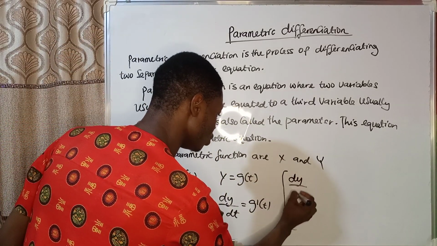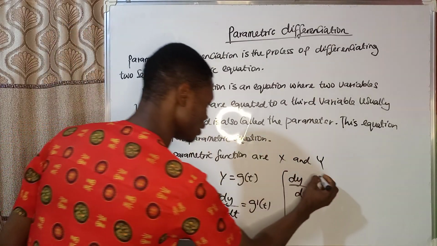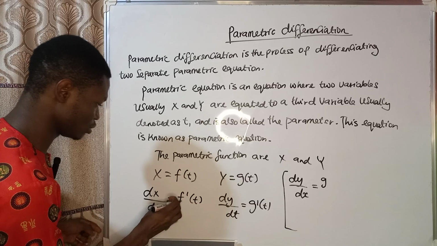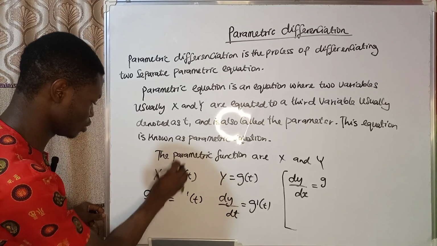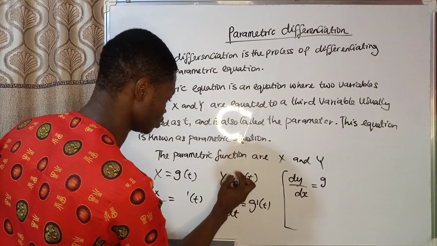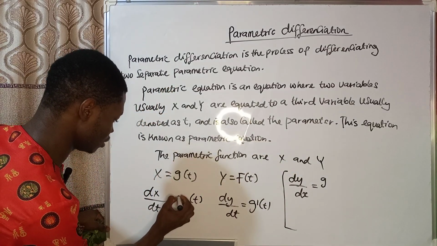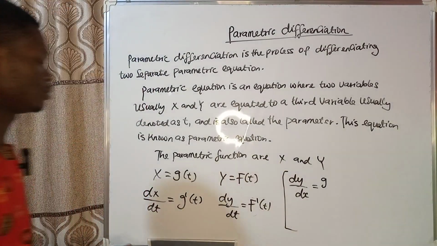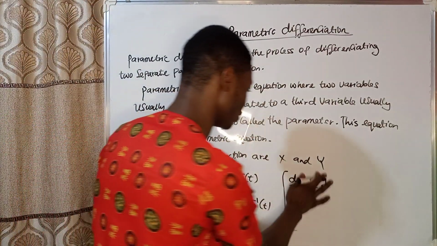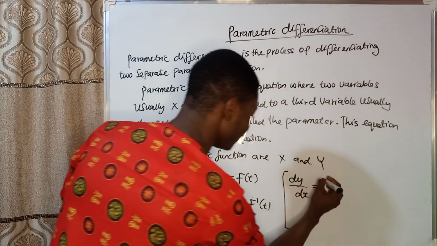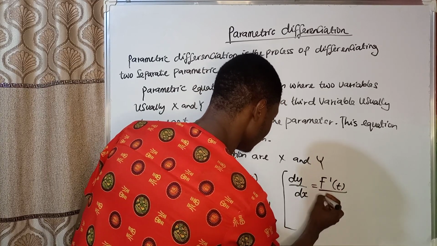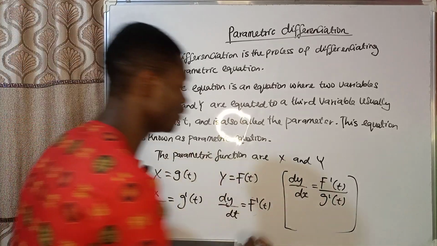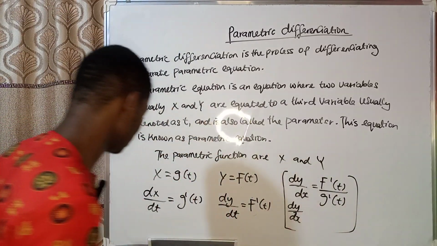We are going to have dy over dx. Let's use f prime for y and g prime for x, so that f prime will be on top. So we have dy over dx is equal to f prime of t over g prime of t. So this is just normal differentiation.